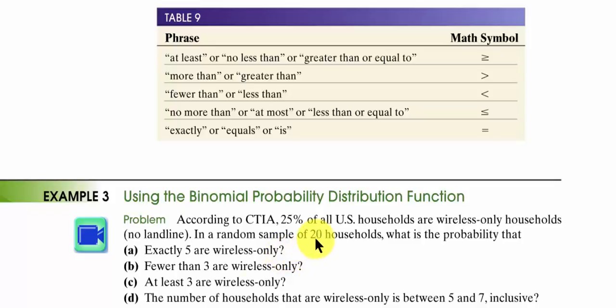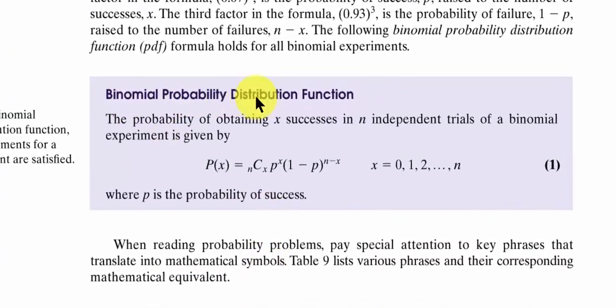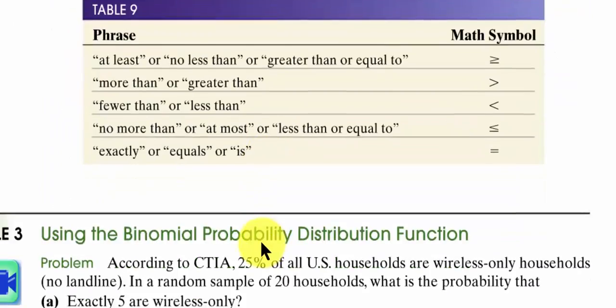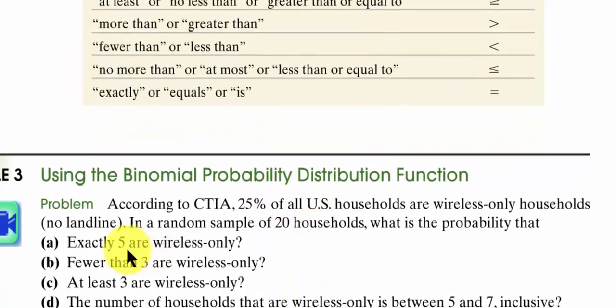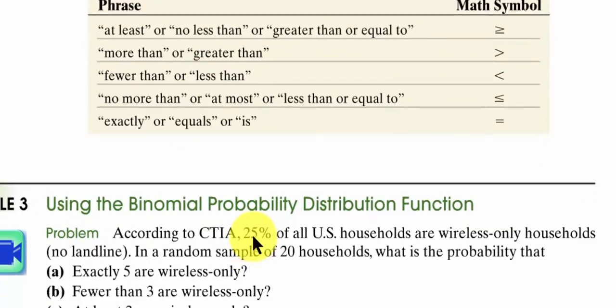Okay, so if I randomly select 20 households, what's the probability that exactly 5 are wireless only? So if we were to do this by hand, this is the binomial probability distribution function. Some of you are not familiar with some of the symbols here, okay? The N, in this case, would be the 20 households. The 5 would be represented by the X, and the P is the 25%.